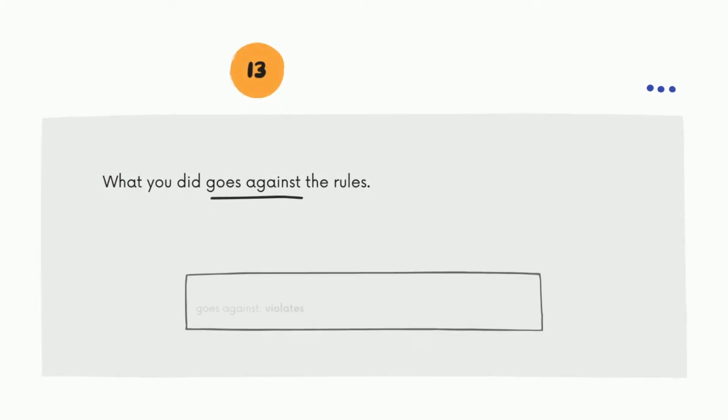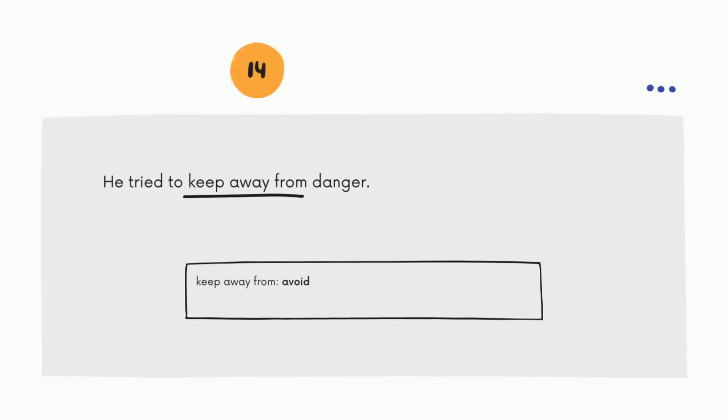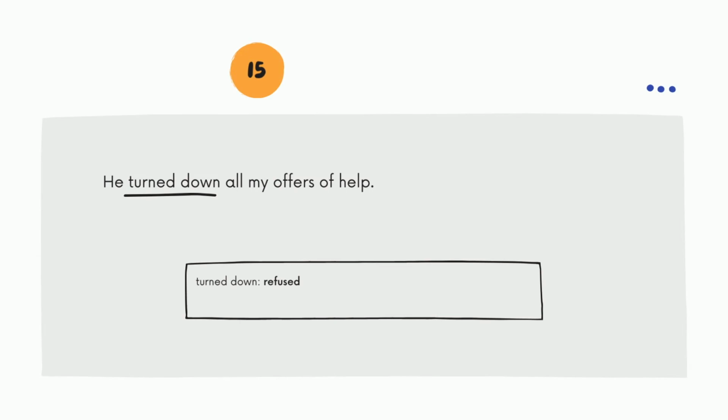What you did goes against the rules. Goes against here means violates. So what you did violates the rules. He tried to keep away from danger. Keep away here means avoid. He turned down all my offers for help. Turned down here means refused.